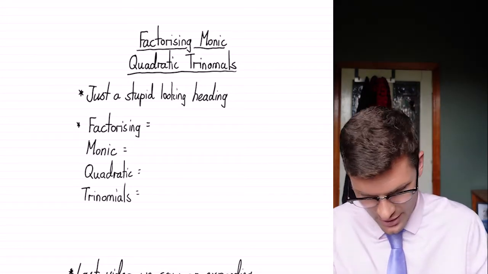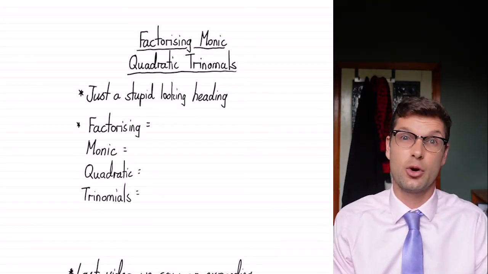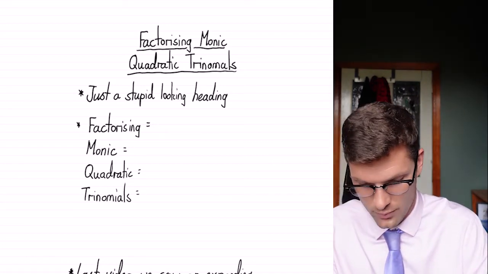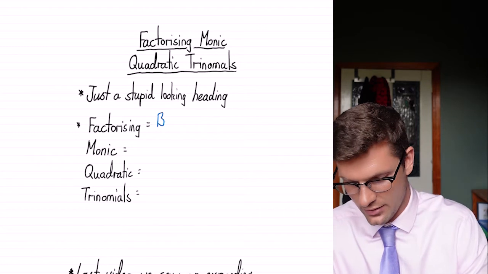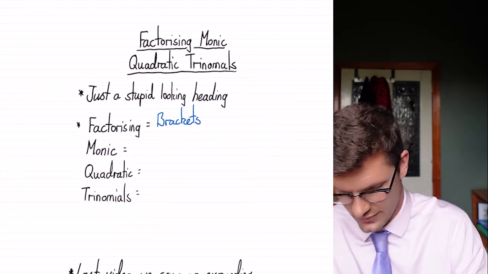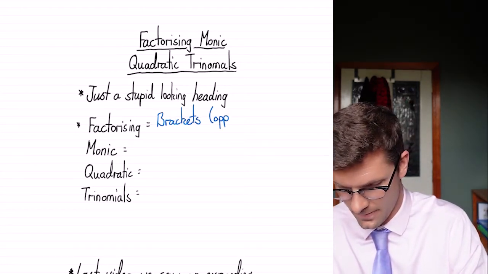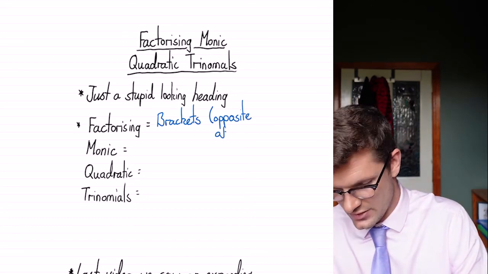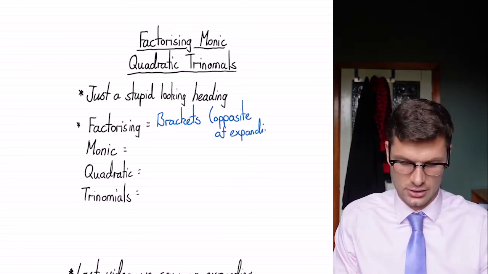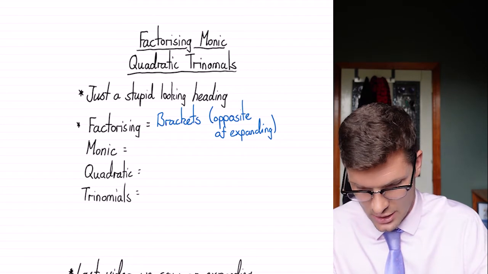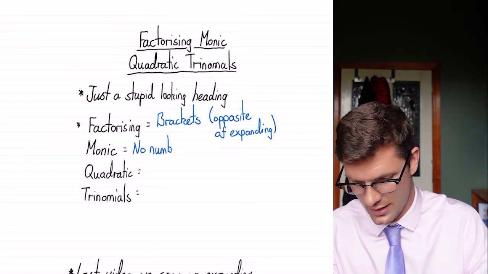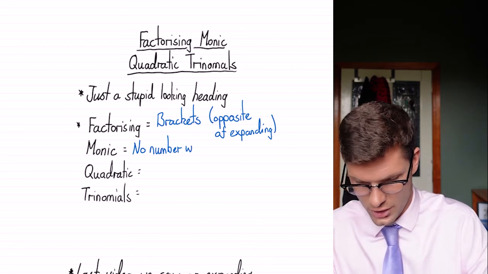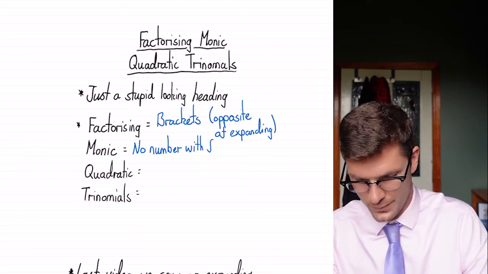So we know that factorizing is taking a term and putting brackets there. So we're going to make some brackets. The other way to think about it is it's the opposite of expanding. So the next word there, monic, just means that there is no number with the first pronumeral.